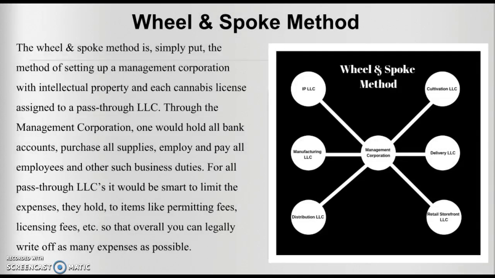The wheel and spoke method. The wheel and spoke method is, simply put, the method of setting up a management corporation with intellectual property and each cannabis license assigned to a pass-through LLC. Through the management corporation, one would hold all bank accounts, purchase all supplies, employ and pay all employees, and all other such business duties. For all pass-through LLCs, it would be smart to limit the expenses they hold to items like permitting fees, licensing fees, etc., so that overall you can legally write off as many expenses as possible.